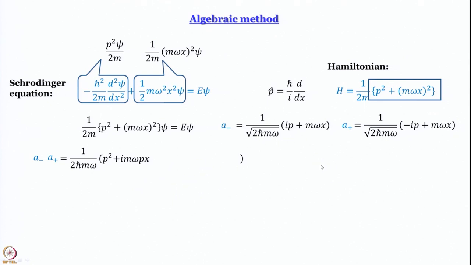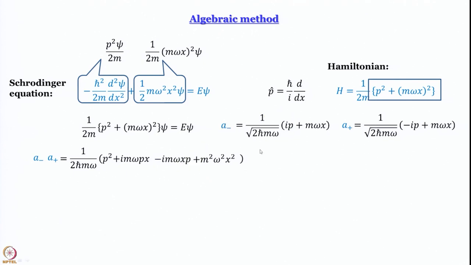In the next one, we will see. But let us get done with this M omega X dot M omega X thing first. What do we get there? M square omega square X square. Again, remember X is really an operator. What is left is M omega X dot minus I P. In that, what we get is minus I M omega X P.